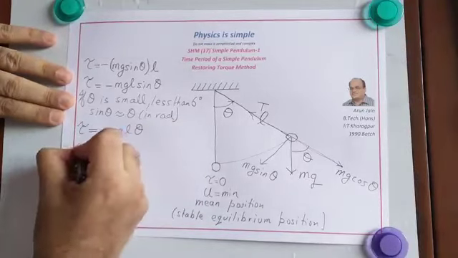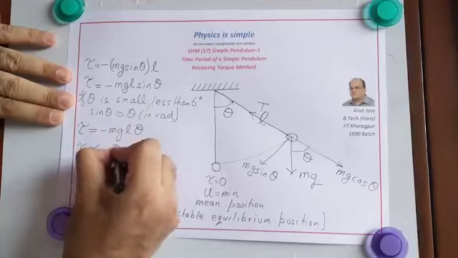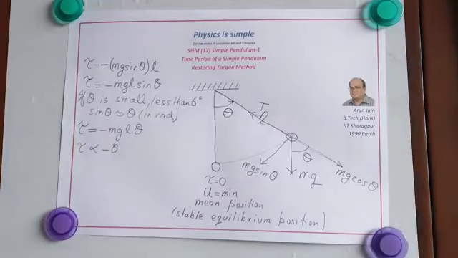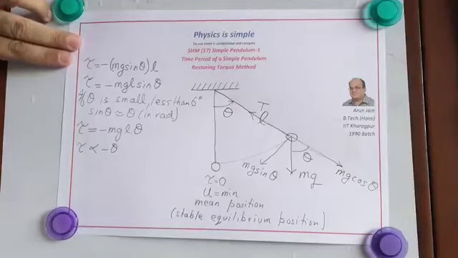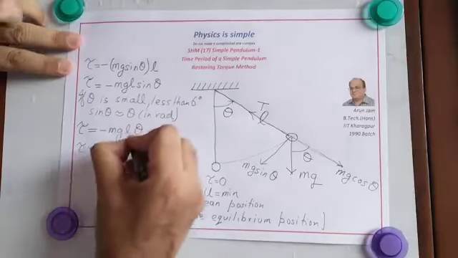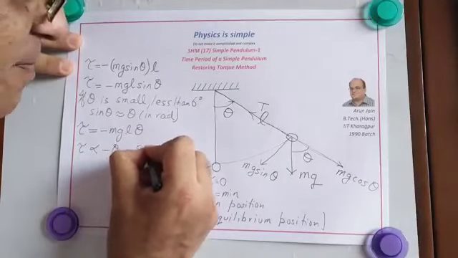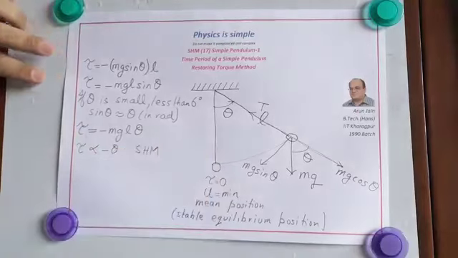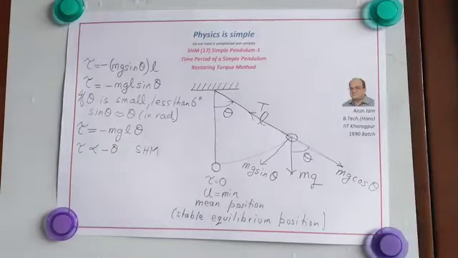Now we find torque is proportional to minus theta, and that is the requirement for angular SHM. In linear SHM, F is proportional to minus x. In angular SHM, torque is proportional to minus theta. So therefore this motion is simple harmonic motion. And once we have got torque, we can get angular acceleration. Torque is I alpha.